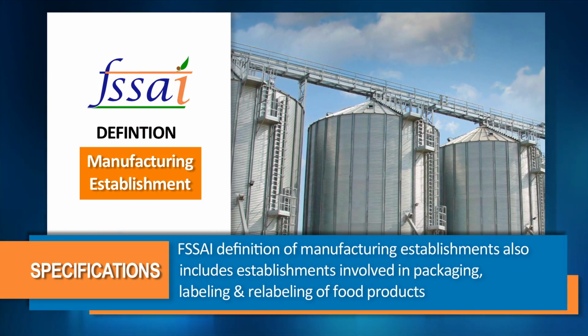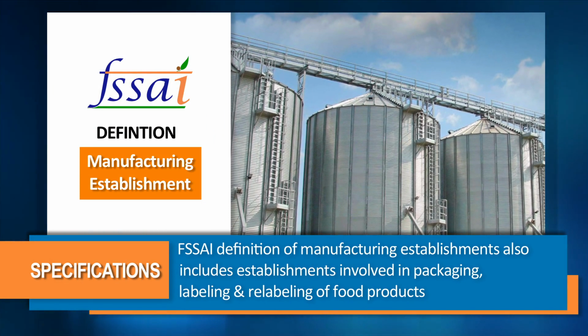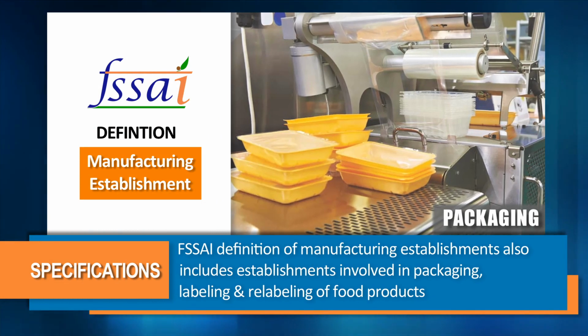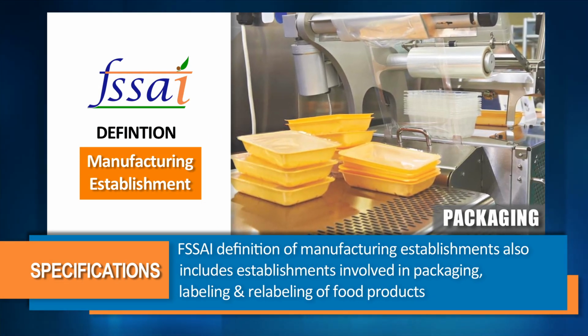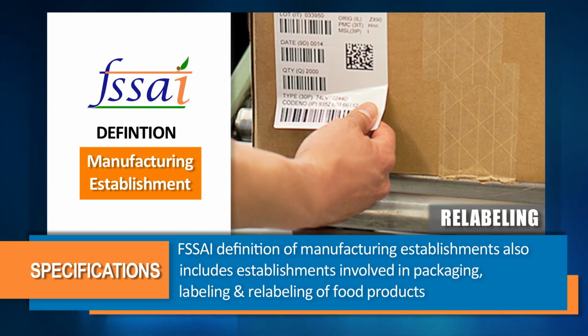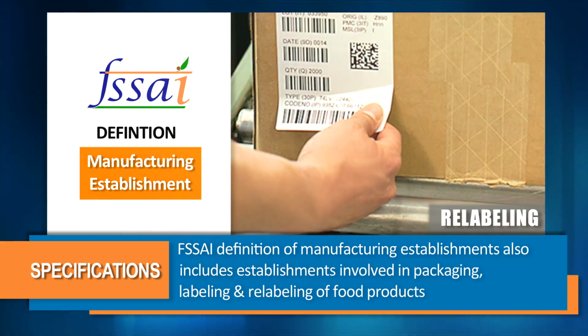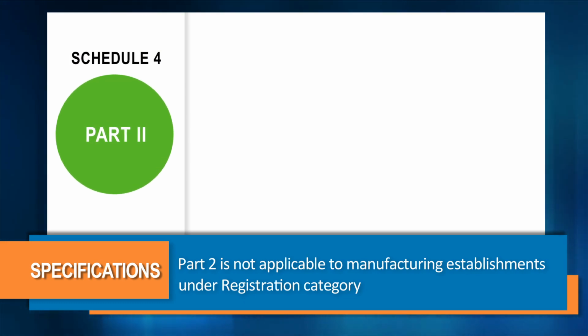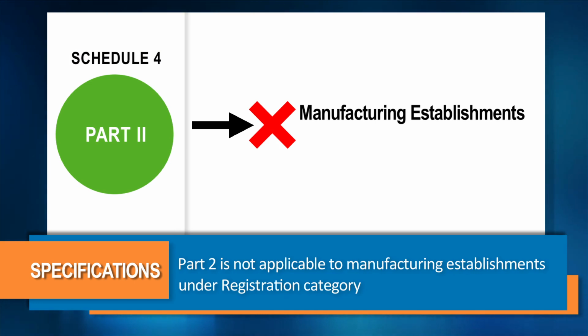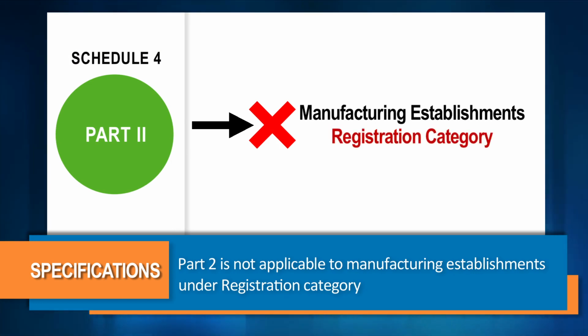As per FSSAI, the definition of manufacturing establishments also includes establishments involved in packaging, labeling, and relabeling of food products. It shall be noted that Part 2 is not applicable to manufacturing establishments under registration category.